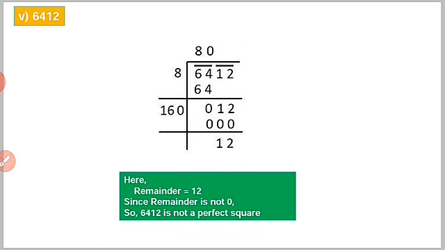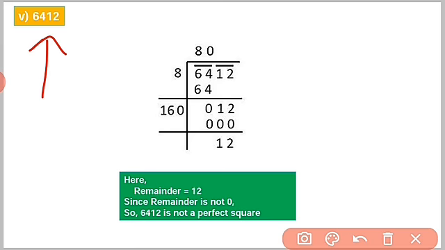Next, fifth part. So the number is 6412. Again we have to find the least number that must be added to this number to get a perfect square. So first we will start with the division method for finding the square root of 6412. So we start pairing from the right side. We have got two pairs, that is 64 and 12.